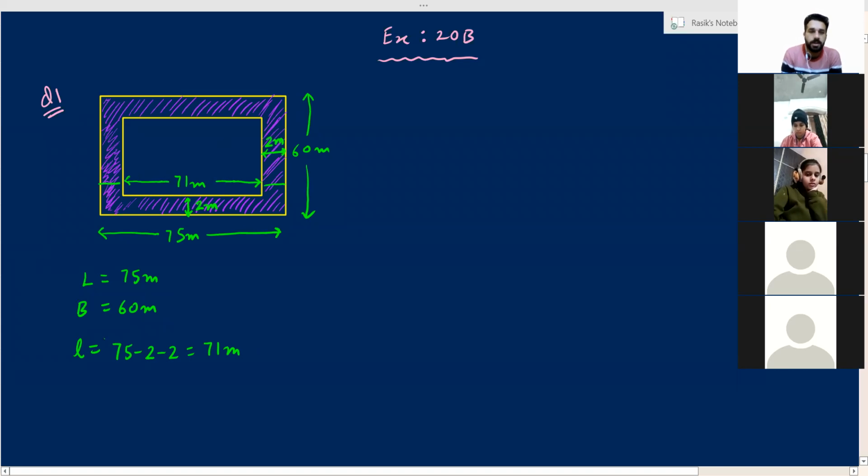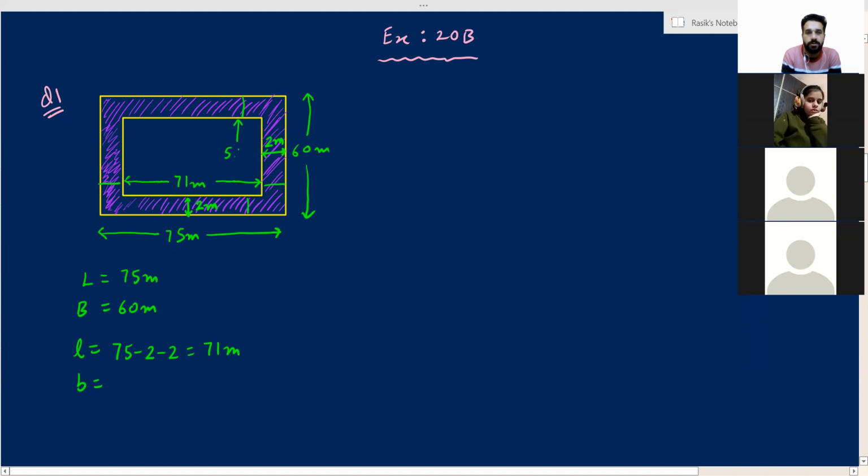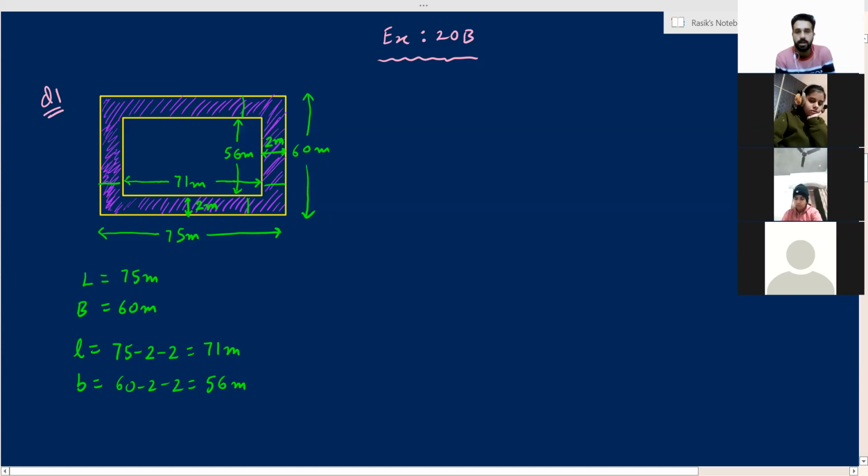Yes, sir. Similarly, we can find the breadth also of the inner rectangle. Now from 60, we will subtract 2 from the upside and 2 from the downside. So what do we get? We get 60 minus 4, that is 56 meters. The length and breadth of the inner rectangle are clear. Is there any doubt in this, all of you? No, sir. Okay, very good.